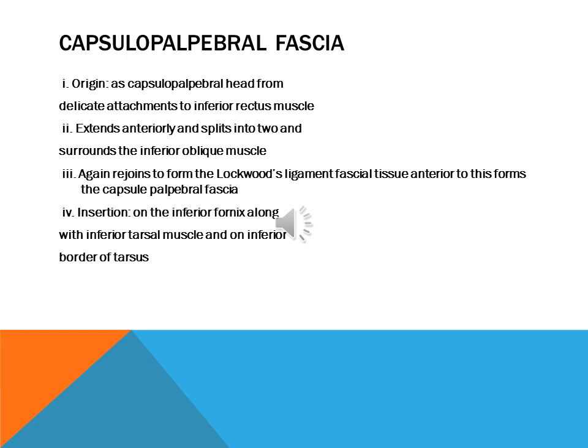Capsulopalpebral fascia is a fibrous attachment which is attached to the inferior rectus as a delicate fibrous attachment, passes anteriorly and splits into two portions to embed the inferior oblique muscle, and further it unites to form the tough ligament of Lockwood, and then anteriorly it fuses to form the fibrous ligament of the lid.